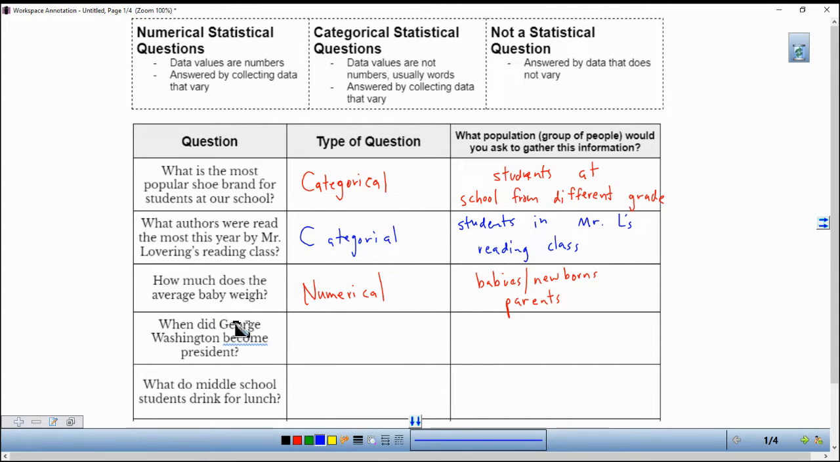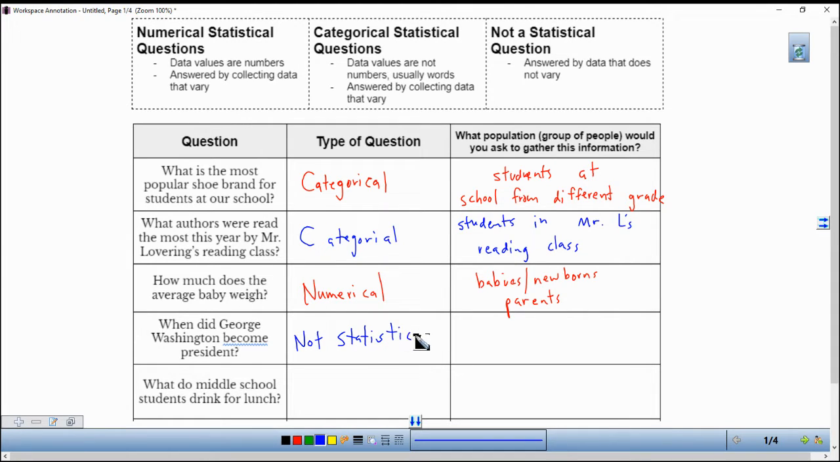When did George Washington become president? Now, to get the answer to that question, it is a number, because it might be a year or a date. But it's not statistical because you would only have to look at one resource to get that piece of information. Okay? So this is not statistical. There's only one answer to that question.